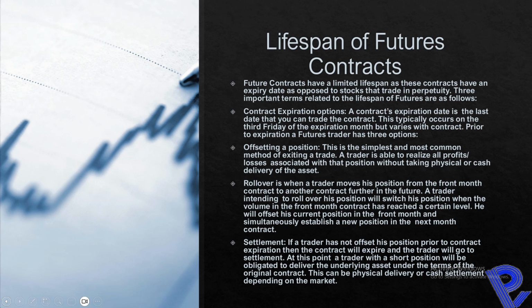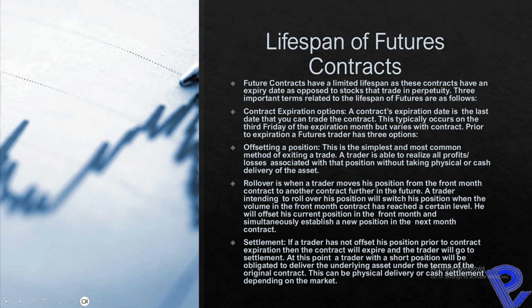A trader intending to roll over his position will switch his position when the volume in the front month contract has reached a certain level. He will offset his current position in the front month and simultaneously establish a new position in the next month's contract.